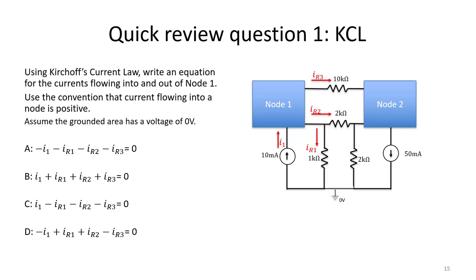Okay, so review question 1. Here we are asked to use Kirchhoff's current law to write an equation for the currents flowing into and out of node 1. So notice here is our node 1. And we are to use the convention that current flowing into a node is positive, and we also have a grounded voltage of 0 volts down there. We'll return to that grounding a little later.